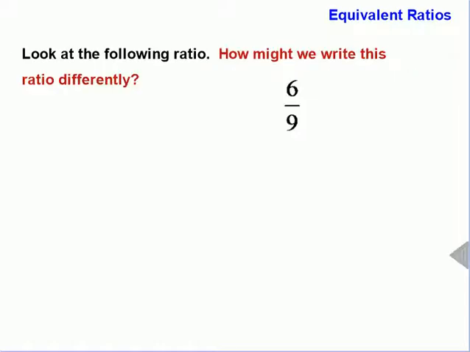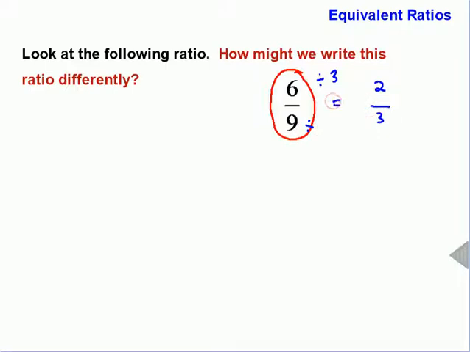Let's take a look at this ratio right here, 6 over 9. How could we write this ratio differently? Based on what we know about fractions and what we learned on the last slide, how could we write this differently? Well, first we could find a number that goes into both of these. Does 2 go into both of these? No. What about 3? 3 does seem to go into both of these. So let's try dividing 6 by 3. And what do we get? We get 2. And if we divide 9 by 3, what do we get? We get 3. So we wind up with 2/3.